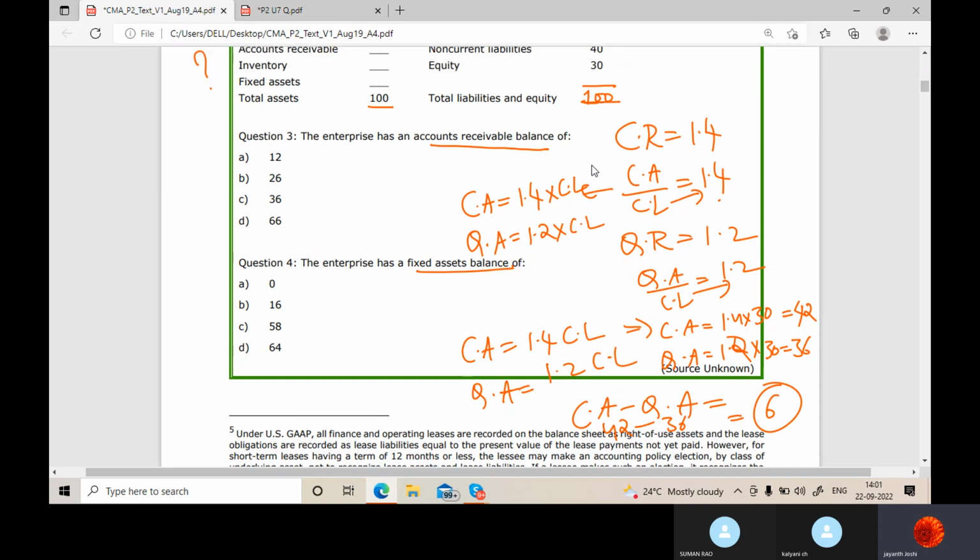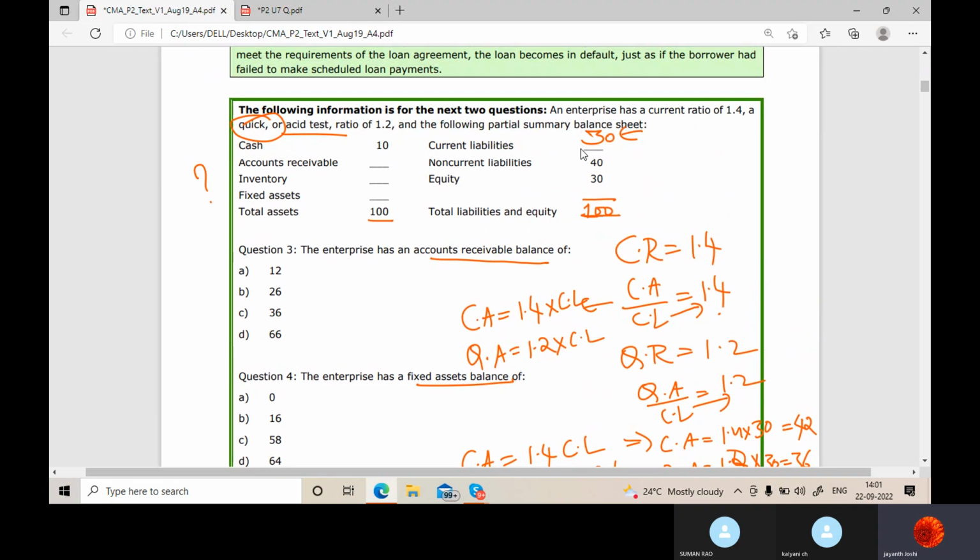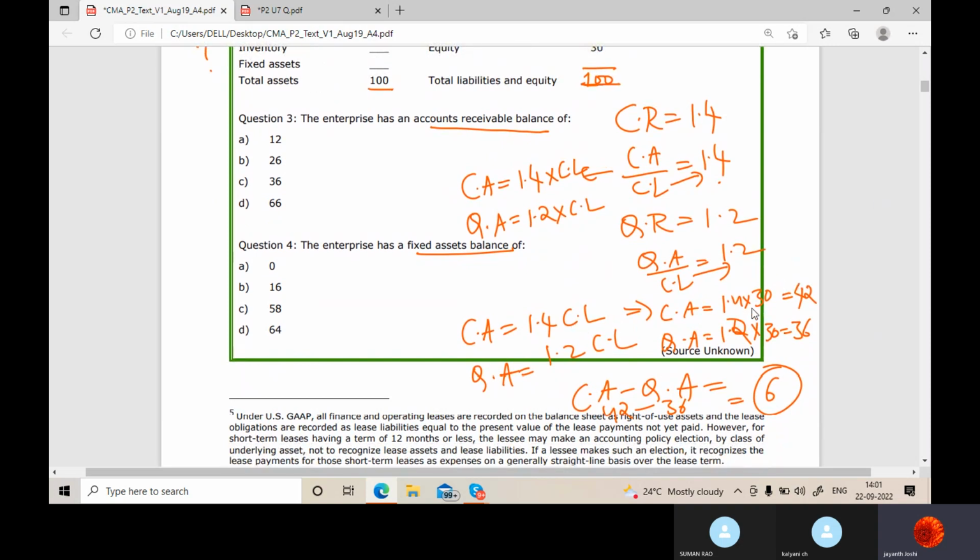So now what is the value of current liability? 30, correct? Which we have already found out. So can I multiply that 30 here with 1.4 and get my current asset value, which is 42? You can take a calculator and multiply. You can see it is 42.